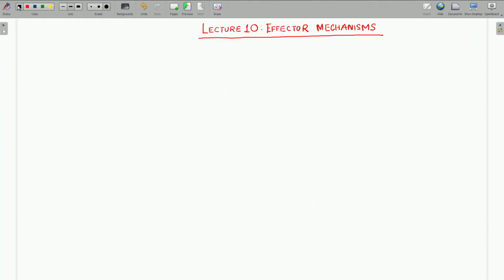Because as we progress in the future lectures, we will be talking about these effector molecules and effector mechanisms very frequently. So, I will introduce you very quickly to the different effector mechanisms and effector molecules that are involved in mediating an immune response. Let us start from the adaptive system again, where we left.